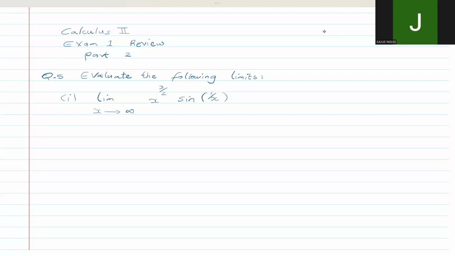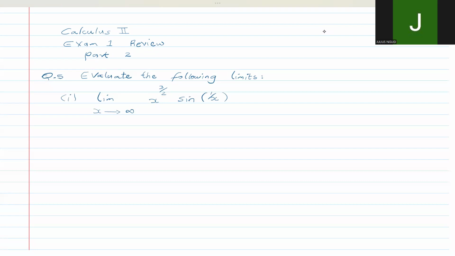So, exam 1 review, part 2 of Calculus 2. We evaluate the following limit. Question number 1 is the limit as x approaches infinity of x to the power of 3/2 times sine of 1/x, where 1/x is the argument of sine.